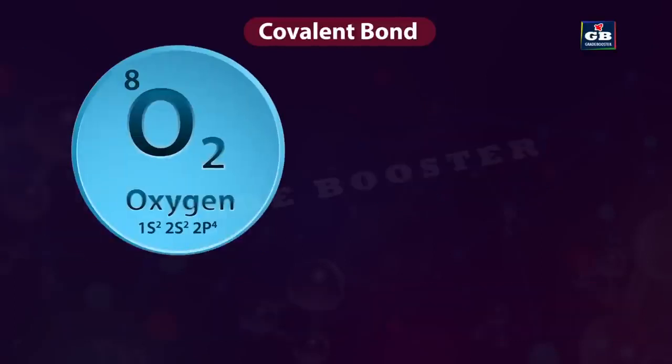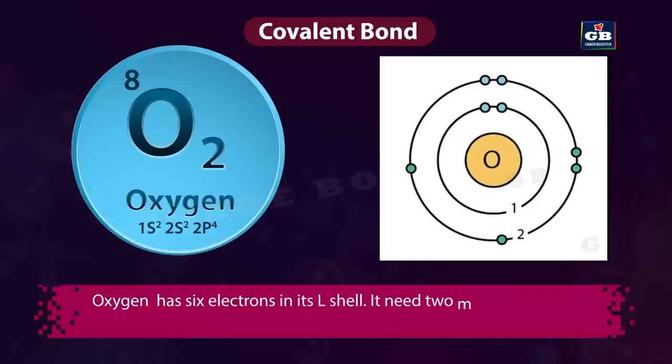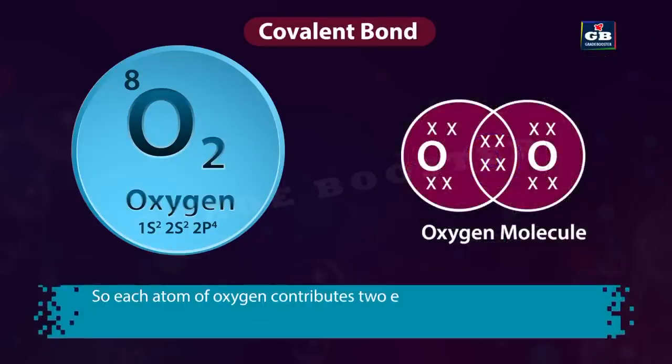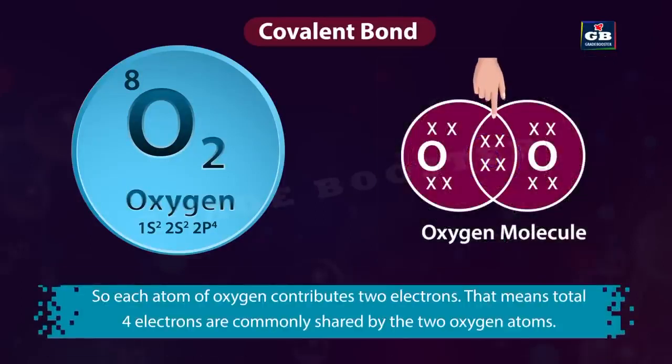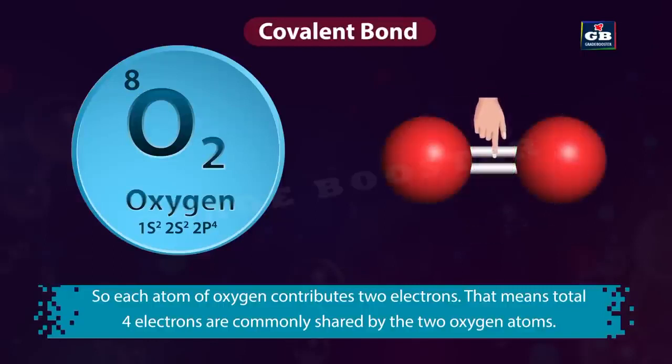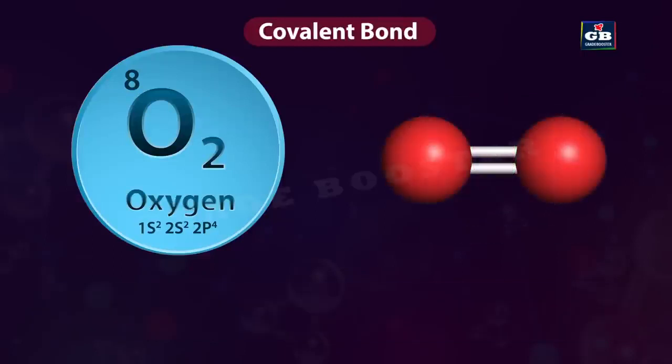Oxygen has 6 electrons in its L shell. It needs 2 more electrons to complete its octet. So each atom of oxygen contributes 2 electrons. That means a total of 4 electrons are commonly shared by the 2 oxygen atoms. It forms a double bond.